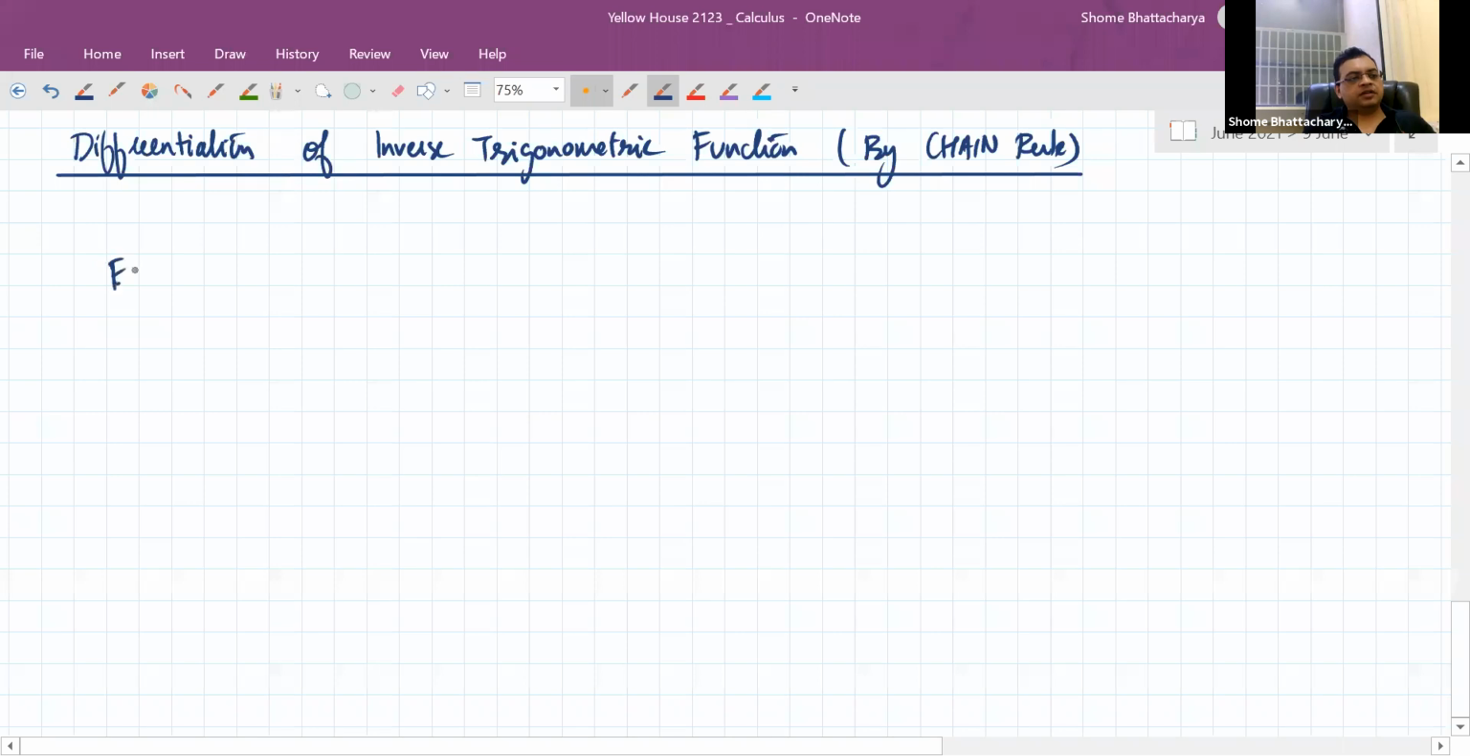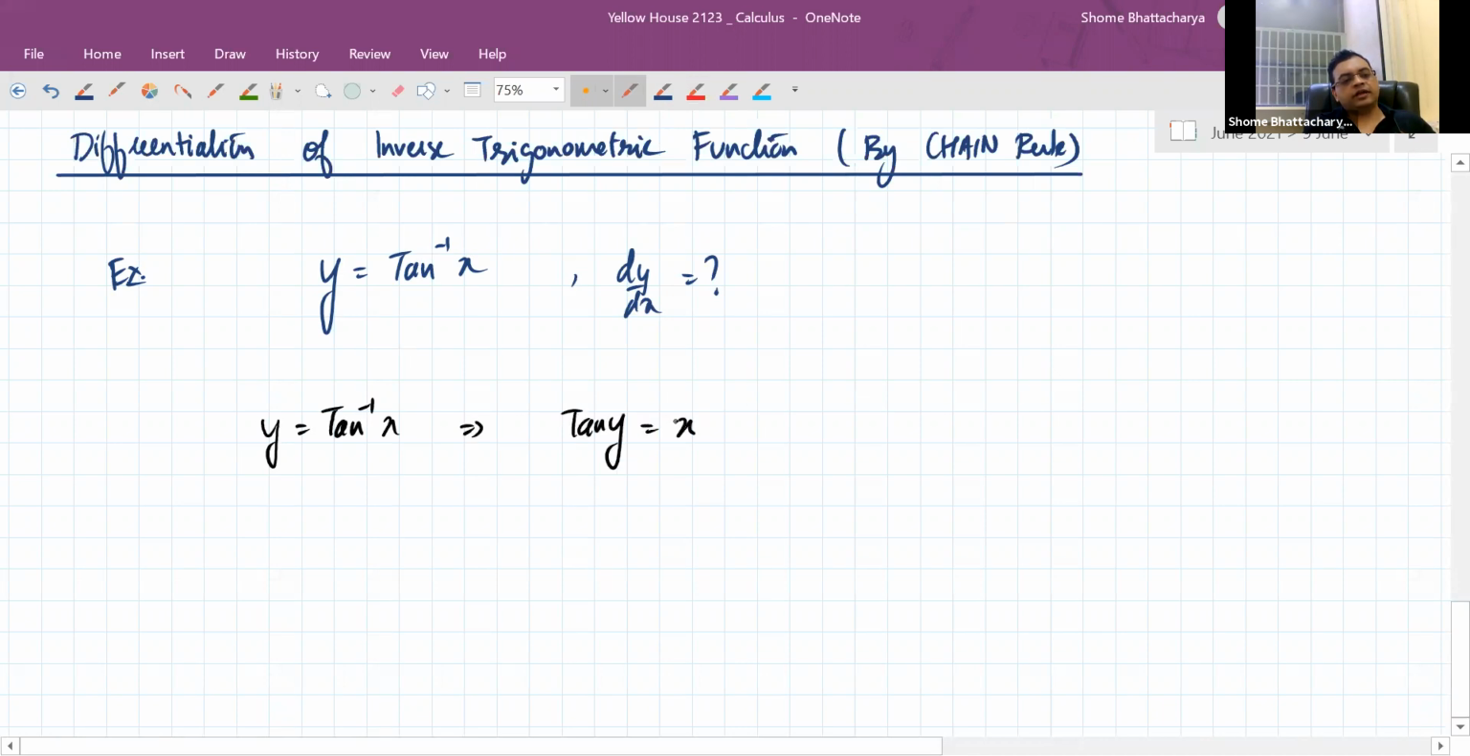So for example, let's again start with tan inverse x, and I want to find dy by dx. So what I'll do in this example now is that first of all, I'll start with y equal to tan inverse x, means that tan y is equal to x. And now I'll differentiate both sides with respect to x. So differentiation of left hand side with respect to x is equal to differentiation of right hand side.